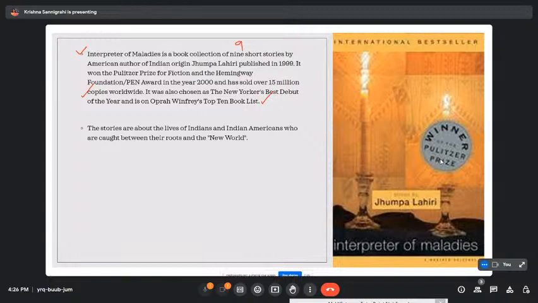So Oprah Winfrey is one of the celebrity talk show hosts, and in her list of top 10 books, this book finds a place. So the stories are about the lives of Indians and Indian Americans who are caught between their roots and the new world.